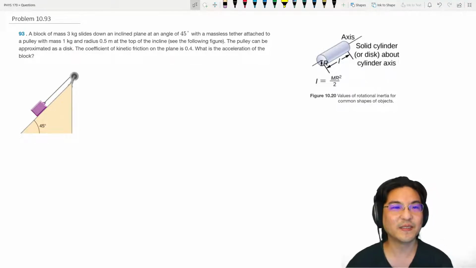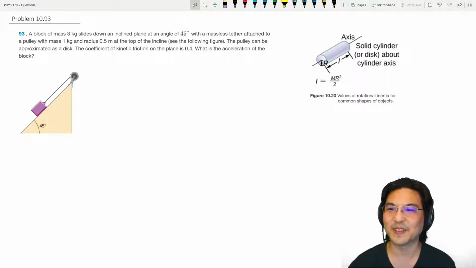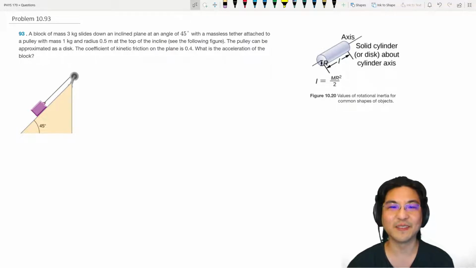Hey everybody, let's give this problem a try. This one looks pretty fun. So there's a block and it's attached to some pulley. All right, so we got two objects. So let's draw the free body diagram for each. Right, here's the block, here's the pulley. Let me draw the pulley a little bit bigger.